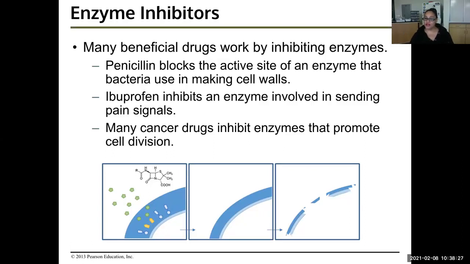Many cancer drugs inhibit enzymes that promote cell division. Cancer is when cells grow out of control. They ignore the checkpoints, blazing straight through. So cancer drugs, we want to stop that process. So we do that by stopping the enzymes.